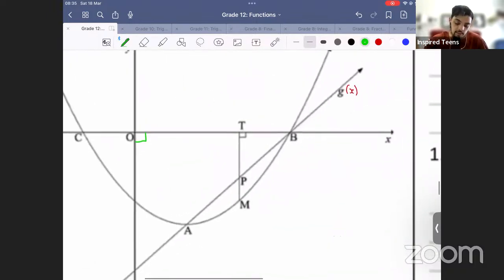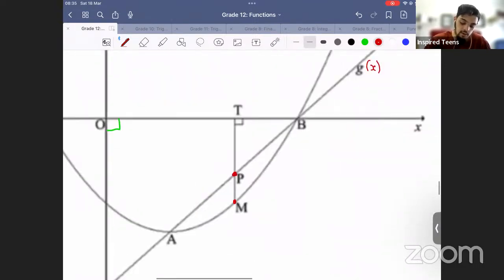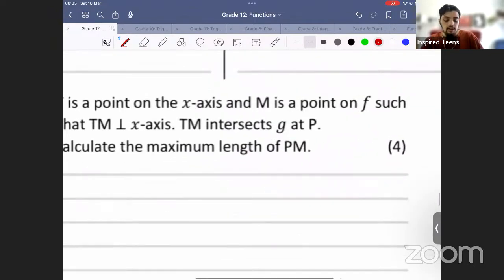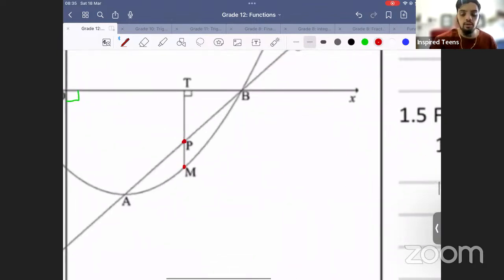Then they say TM intersects G at P. There we go. It intersects the straight line at P. Perfect. And then obviously the parabola at M as well, right? Then they say calculate the maximum length of PM. So this is basically the maximum length between two graphs.